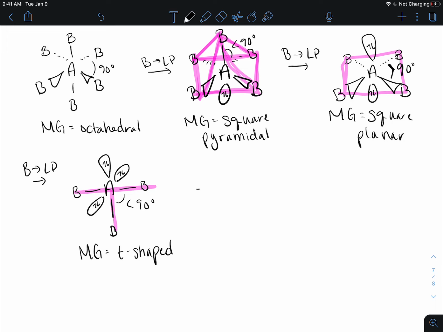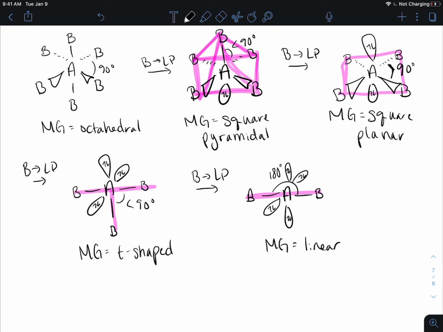And then last one. Remember that you want to put your last pair of electrons 180 degrees away from the other one. We're back to an even number, so we want everything to be 180 degrees from each other. So our bond angle here is 180 degrees, and all of our atoms are in one line, so this is a molecular geometry of linear.